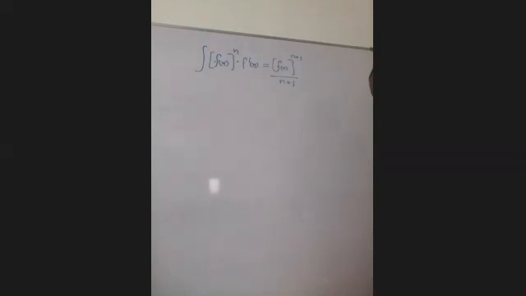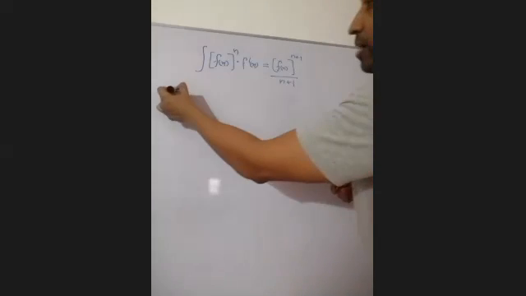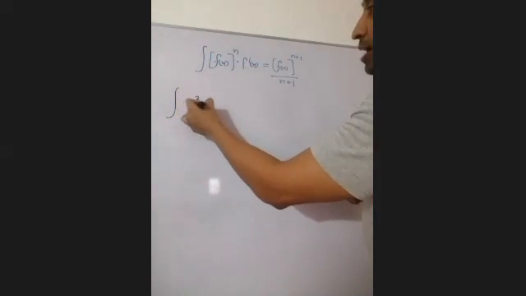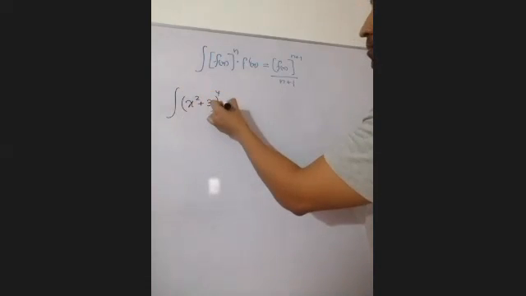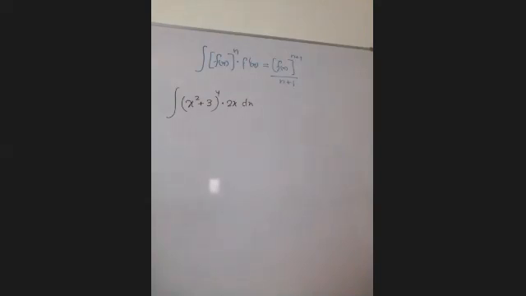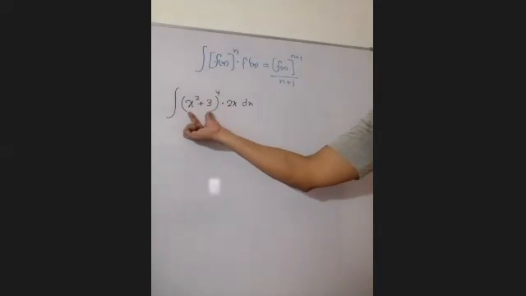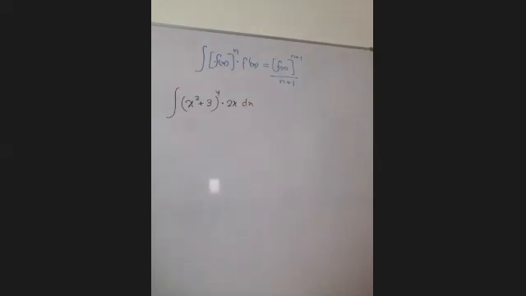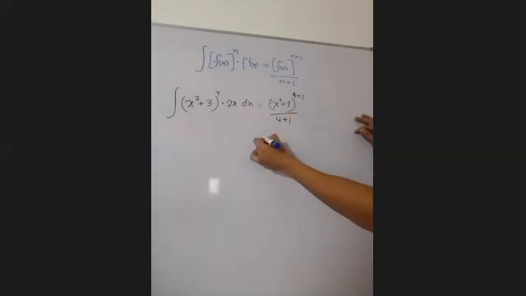Suppose you have this kind of question: x squared plus 3 to the power 4 times 2x dx. Sometimes this 2x can be before the power term. See whether this is a power term, a term with a power. What is the differentiation of x squared plus 3? It is 2x. So simply you can write the answer: x squared plus 3 to the power 4 plus 1 over 4 plus 1. That is x squared plus 3 to the power 5 over 5 plus c, the answer for this.